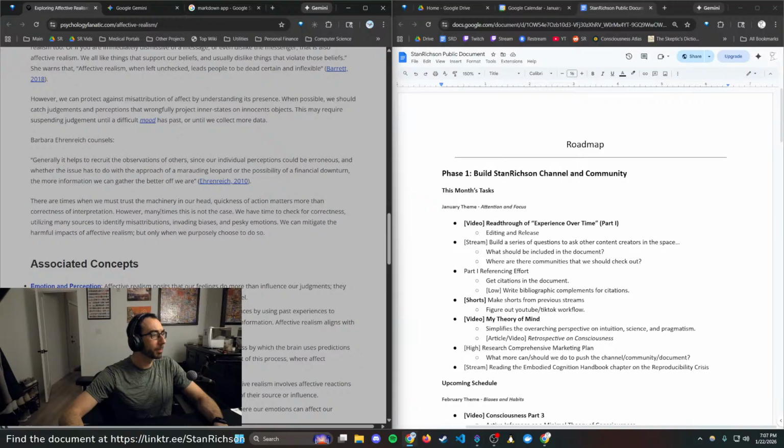There are times when we must trust the machinery in our heads. Quickness of action matters more than correctness of interpretation. However, many times this is not the case. We have time to check for correctness, utilizing many sources to identify misattributions, invading biases, and pesky emotions. We can mitigate the harmful impacts of affective realism, but only when we purposely choose to do so. That's the point: purposely choose to do so.